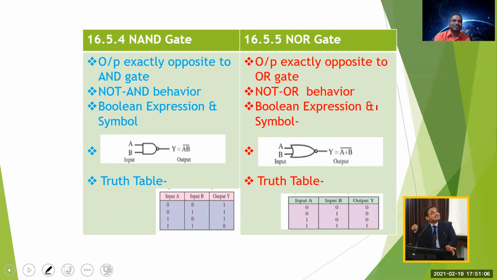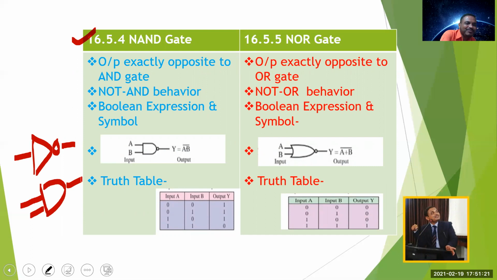Then next, NAND gate. The NAND gate is the combination of NOT and AND gate. We see that this is a NAND gate and this is an AND gate. If both are combined, then we get a NAND gate. A bubble at the outside of the AND gate gives the NAND gate. Output is exactly opposite to the AND gate. It is also called NOT AND behavior. Boolean expression and its symbol is given as (A dot B) bar.